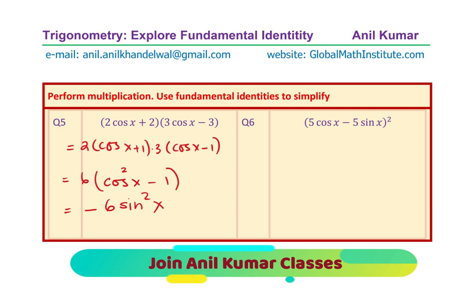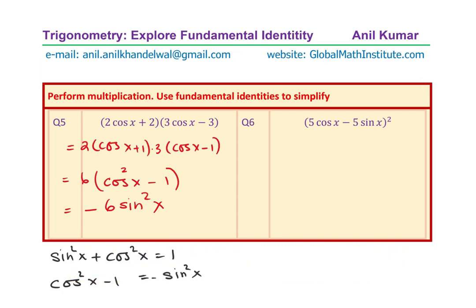How did we get that? Once again, let's look into this identity: sin square x plus cos square x is equal to 1. So if I bring 1 on this side and sin on the other side, what do I get? I get cos square x minus 1 is sin square x with a negative sign, right? That's what I did. Perfect.